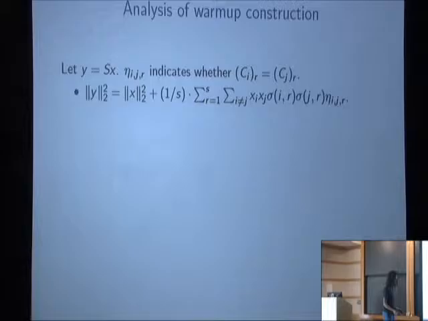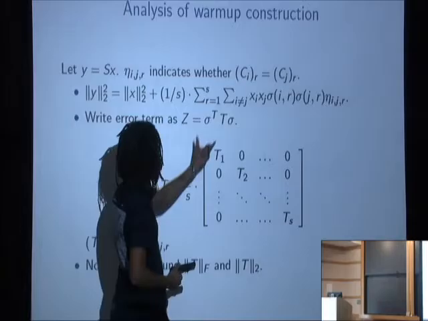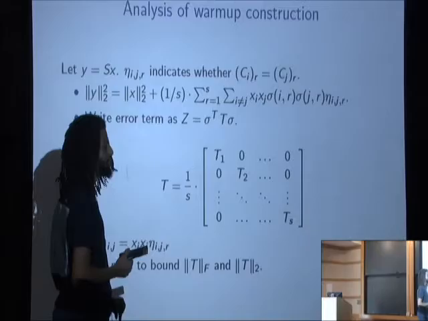And all I need to do now is bound the operator and Frobenius norms of the matrix. That's really how we came up with this thing in the first place. We said, we should design a matrix that gives us low Frobenius and operator norm. So it's sort of a reverse engineered construction. OK, so this thing is my error term. And again, it's a quadratic form in sigma. So I can write down what the matrix corresponding to that quadratic form is.